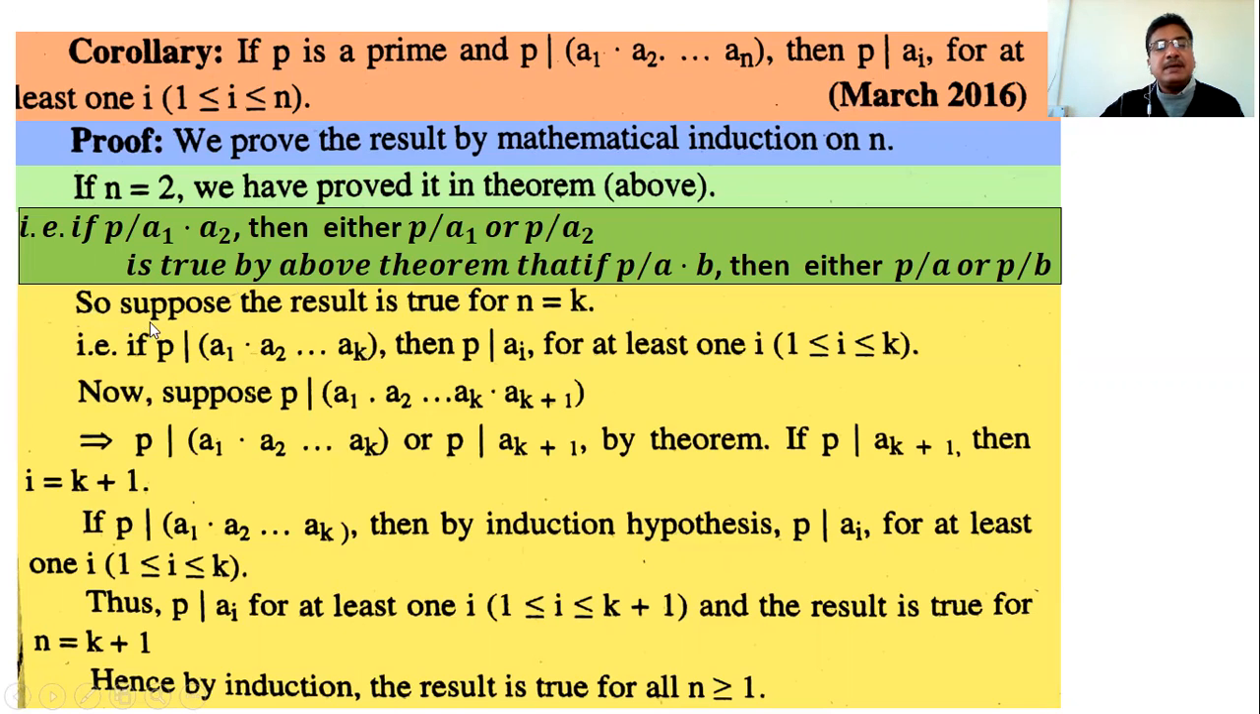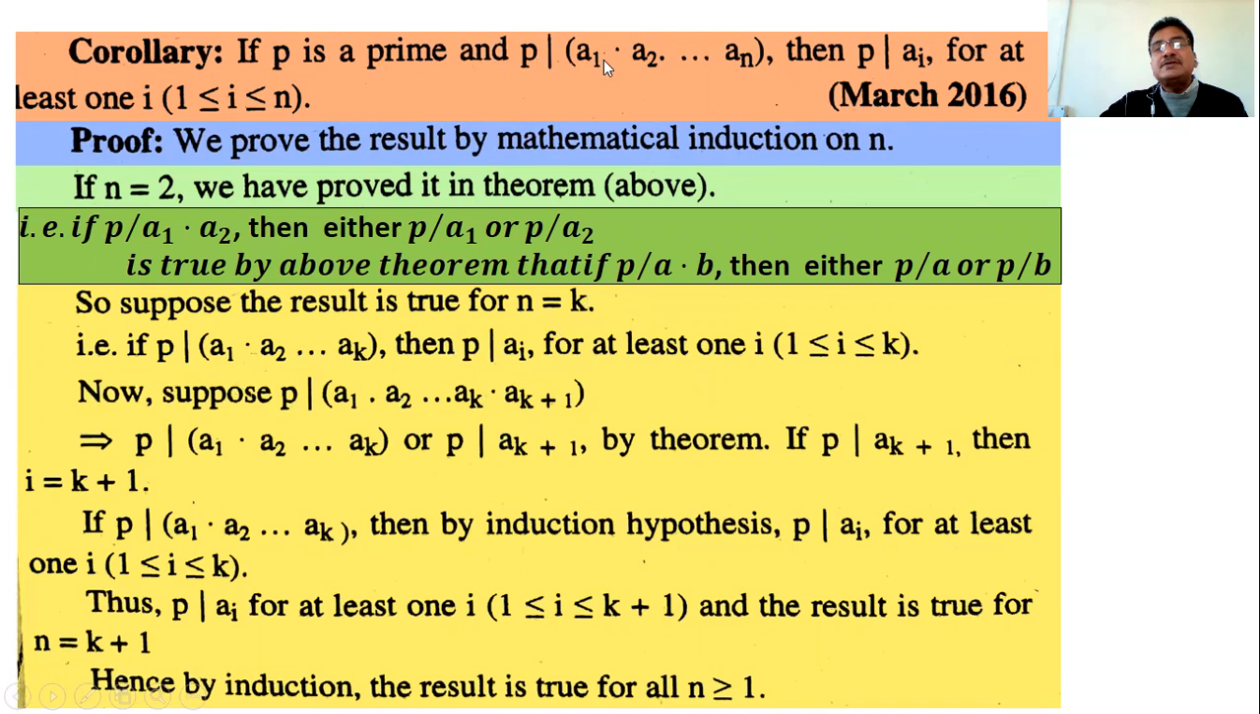Then in the second step, we assume that the result is true for n equal to k. That is our assumption: P is prime and P divides A1, A2, up to Ak, substituting n as k. Then P divides Ai for at least one i running from 1 to k. So this is our assumption. It's called the induction hypothesis, and we have to show the result is true for n equal to k plus 1.